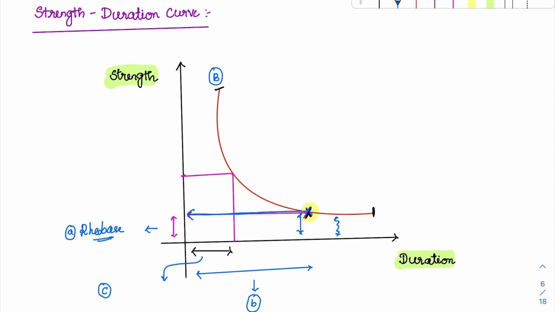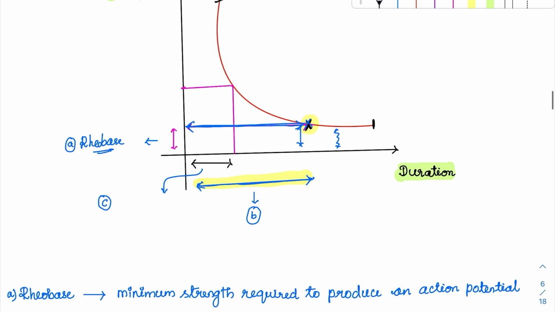And here we can see that with this minimum strength, it took this much duration because I'm giving very minimal strength, very little strength. So it will usually take a longer time to produce an action potential in a particular tissue. This duration with the Rheobase current, I have marked it again down here also, is called utilization time. This B is nothing but the utilization time. How much time is utilized to produce an action potential with a minimum current? For utilization time, we have to use a Rheobase current.